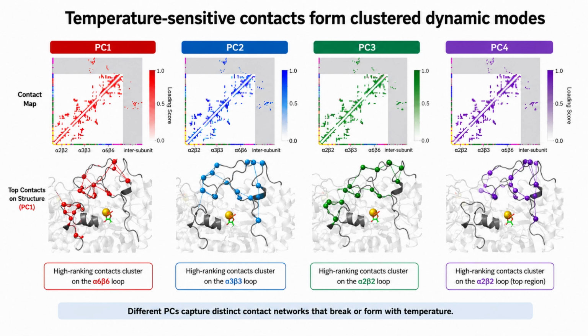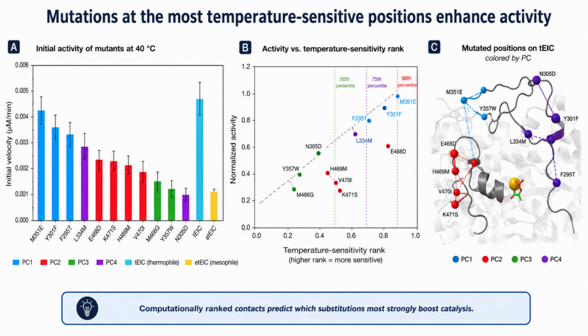This means that temperature does not simply melt the loops randomly. Instead, it reshapes specific contact networks. The key test was mutagenesis. We introduced mesophilic substitutions into thermophilic EIC at selected positions and measured PEP hydrolysis activity. The strongest activity enhancements came from mutations at the most temperature-sensitive positions, including M351, Y301, F295, and L334.